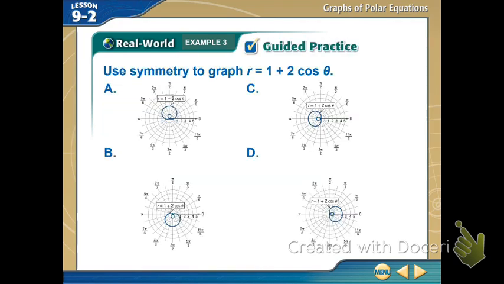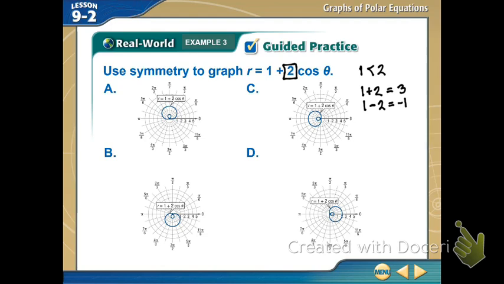All right, so let's try example 3, guided practice. Let's use symmetry to graph 1 plus 2 cosine theta. So again, this is a graph where A is less than B, so it's going to have an inner loop. My loops are going to be 1 plus 2, which is 3, and 1 minus 2, which is going to be -1 or 1.